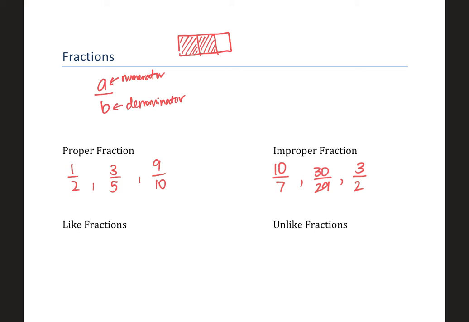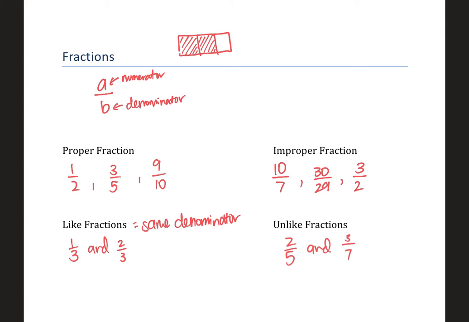Like fractions are fractions with the same denominator. And then for unlike, of course, that's going to be different denominators. So for these ones, 1/3 and 2/3 are like fractions. Unlike fractions would be like 2/5 and 3/7.